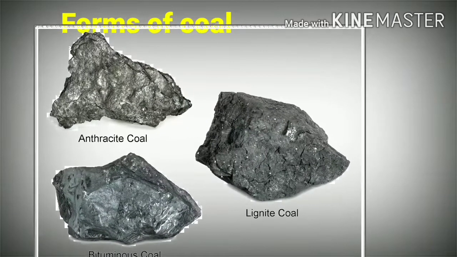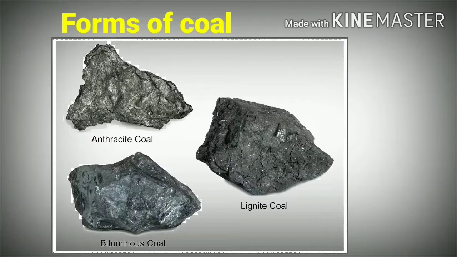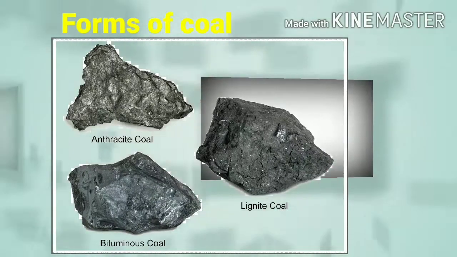So today we learnt about three forms of coal. First was anthracite, then bituminous coal and lignite coal. So anthracite is the best quality coal and lignite is the least in quality.